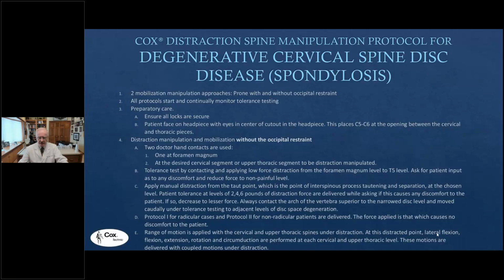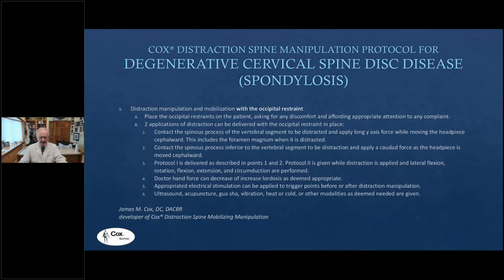Primarily, we're interested in protocol 2 because this is cervical spondylosis, not necessarily disc herniation or spinal stenosis. I will be covering these points, and I want you to note that I will share with you the difference between 2, 4, and 6 pounds of distractive force on specific cervical and upper thoracic segments. We will use both with and without occipital restraint.